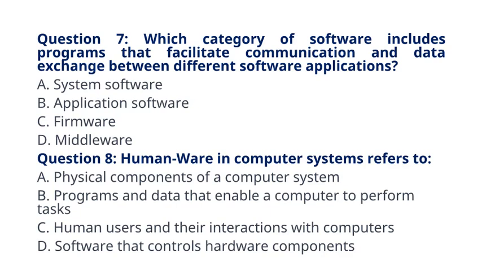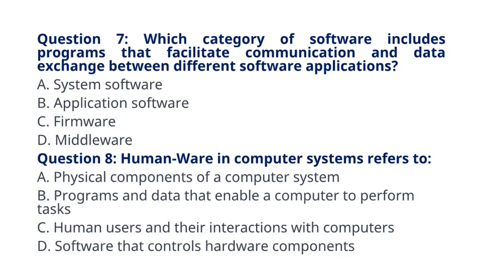Middleware. Explanation: middleware includes programs that facilitate communication and data exchange between different software applications or components. Question 8. Humanware in computer systems refers to A. Physical components of a computer system. B. Programs and data that enable a computer to perform tasks. C. Human users and their interactions with computers. D. Software that controls hardware components. The correct answer to question 8 is option C.